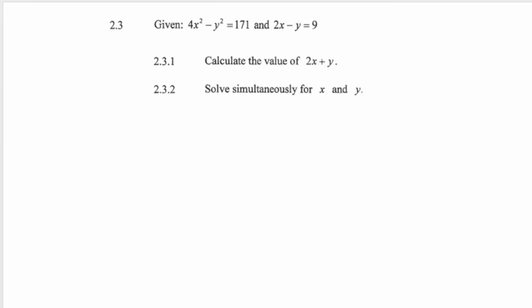2.3. First of all, 2.3.1 is supposed to be a question that makes you think a little bit. In 2.3.2, we're going to solve simultaneously. But let's ignore the simultaneous for now. We're going to do 2.3.1.